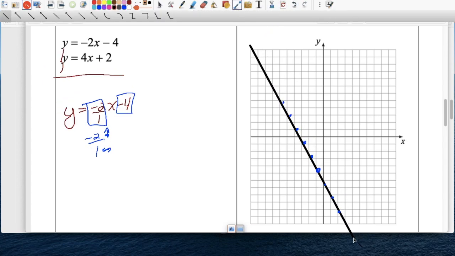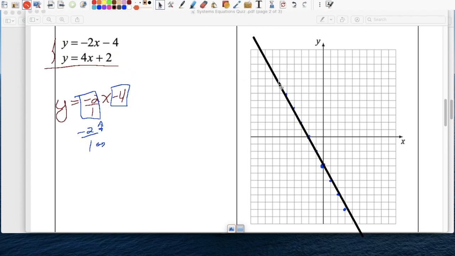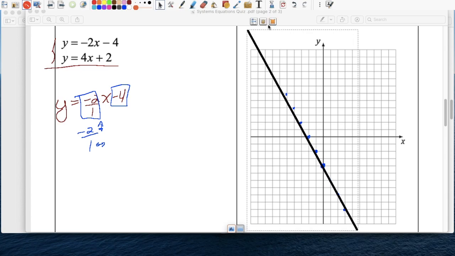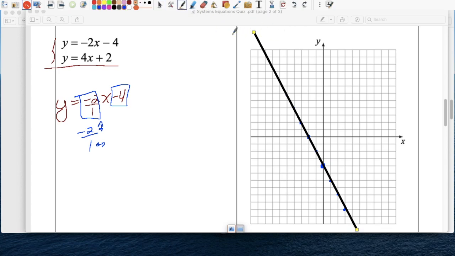Now we're going to use a line. Connect the points. Wish mine was better. There you go. Arrow, arrow, give it a name. This is y equals negative 2x minus 4. Yeah, that's it. And then my other equation, so let me do the second equation.